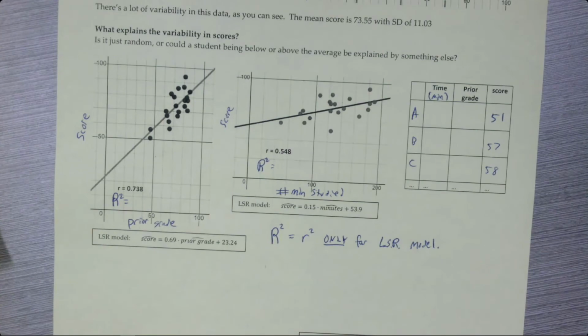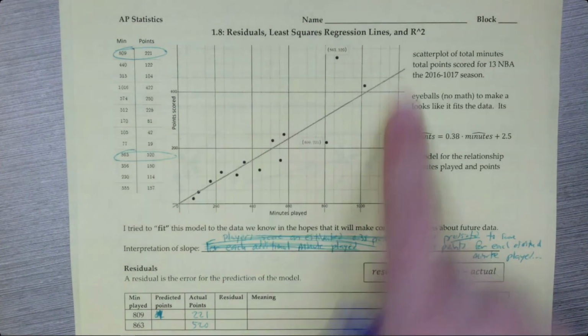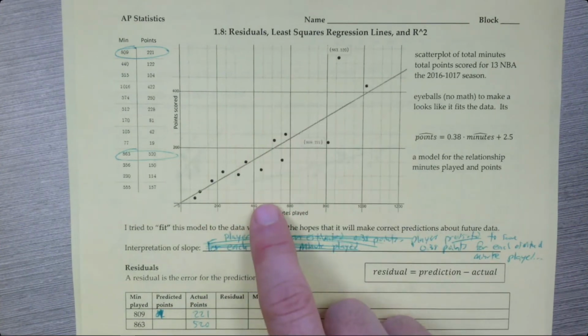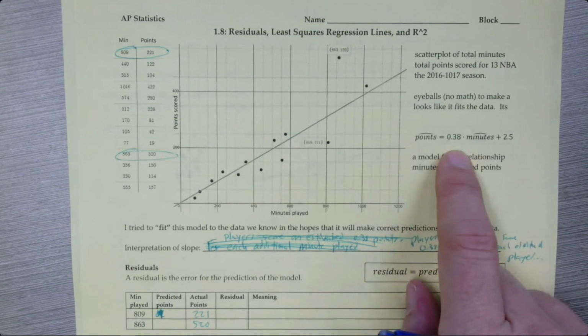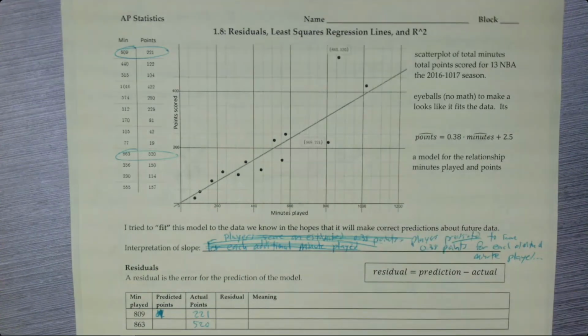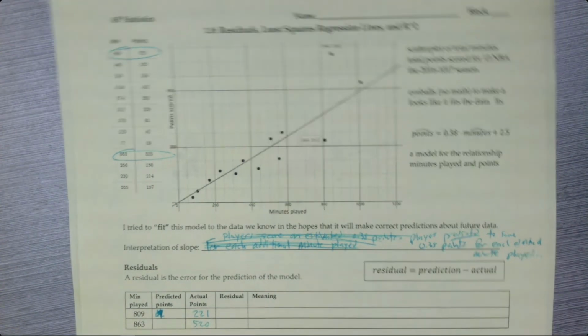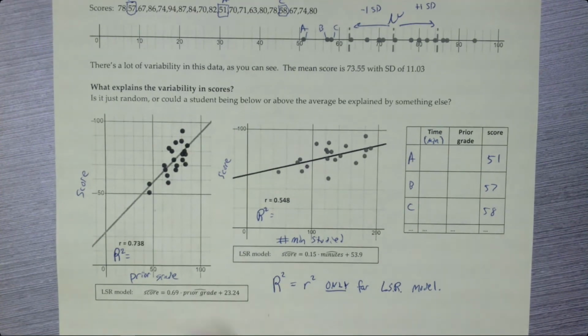That would not be true if you go back to the front page. Where's my front page? So here, if I found the R for this data set and I squared it, that would not tell me the R squared of this model, because for this model I didn't use any math, I just used my eyeballs. So R squared only has this special relationship to R for LSR models. So go ahead and calculate the R squared now for both of these, and then we'll interpret them.